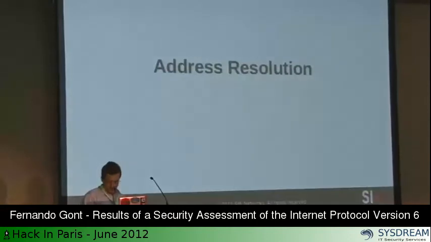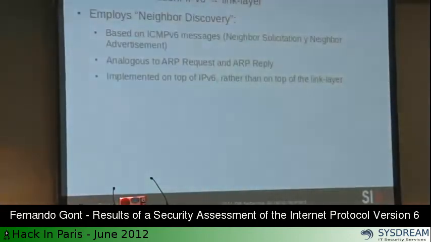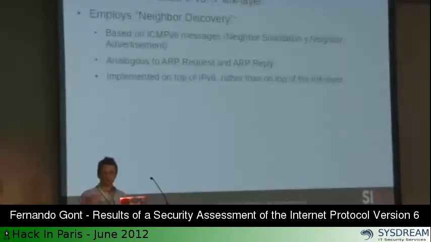So, a couple of words about address resolution. Address resolution is essentially about mapping an IPv6 address into a link layer address. That's the same thing that you do in IPv4 with the ARP protocol. In the case of IPv6, it employs a set of protocols called neighbor discovery. Neighbor discovery is based on ICMP version 6 messages. For the purpose of address resolution, it employs neighbor solicitation and neighbor advertisement messages. Those are analogous to ARP request and ARP response packets.